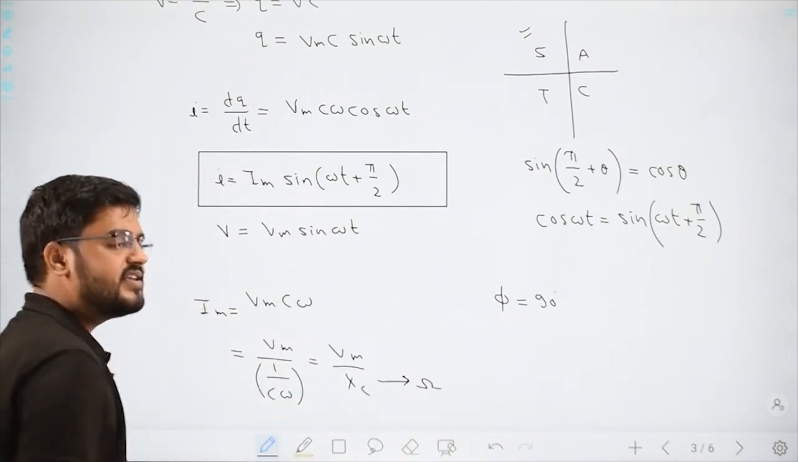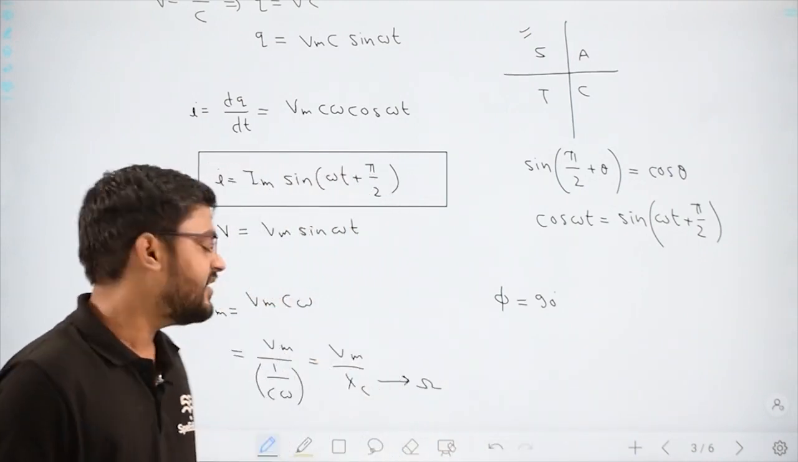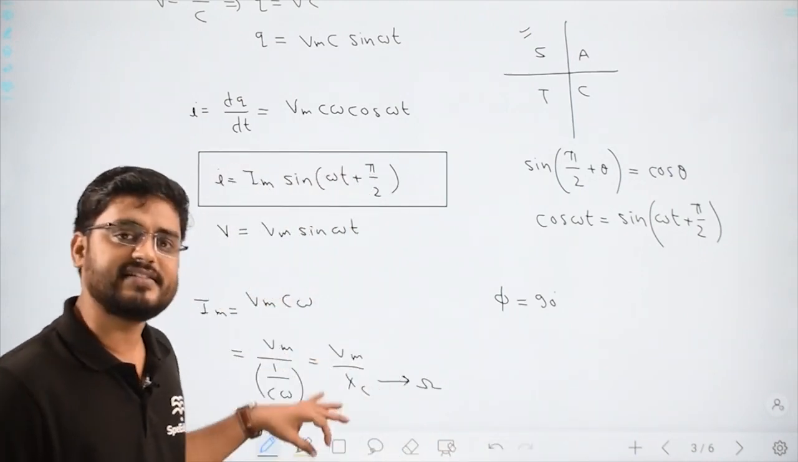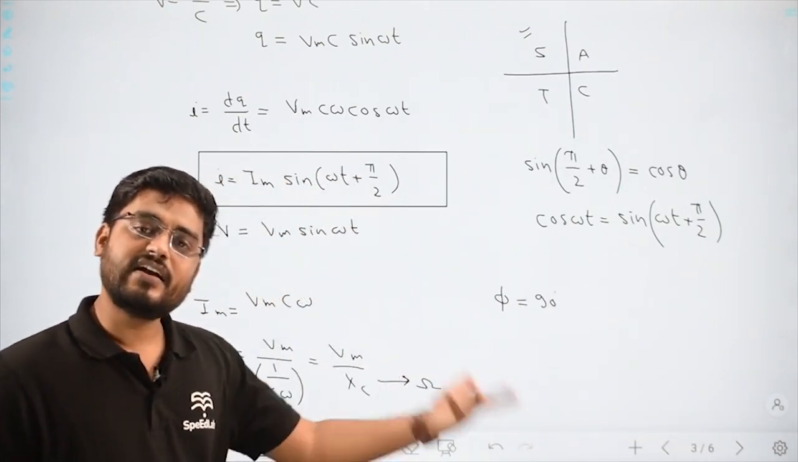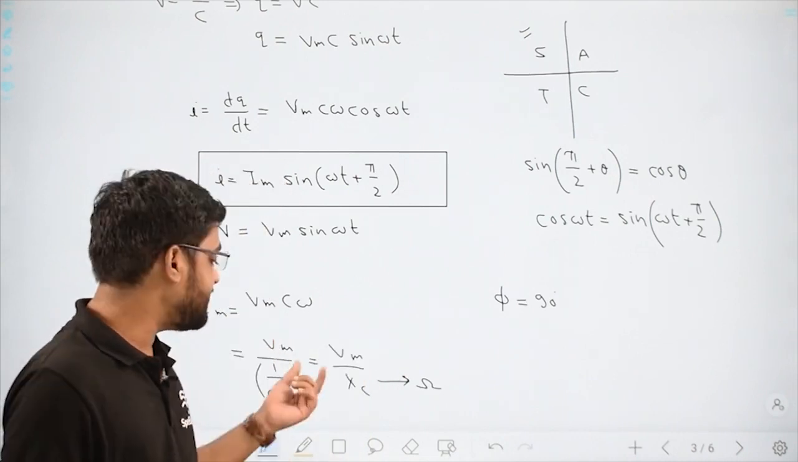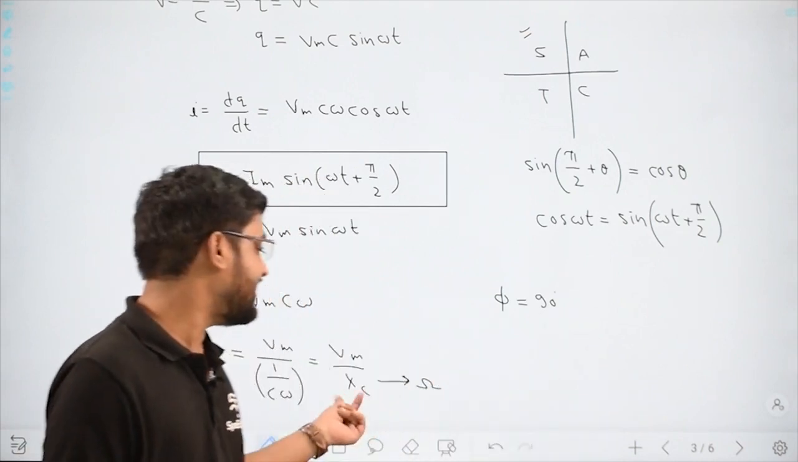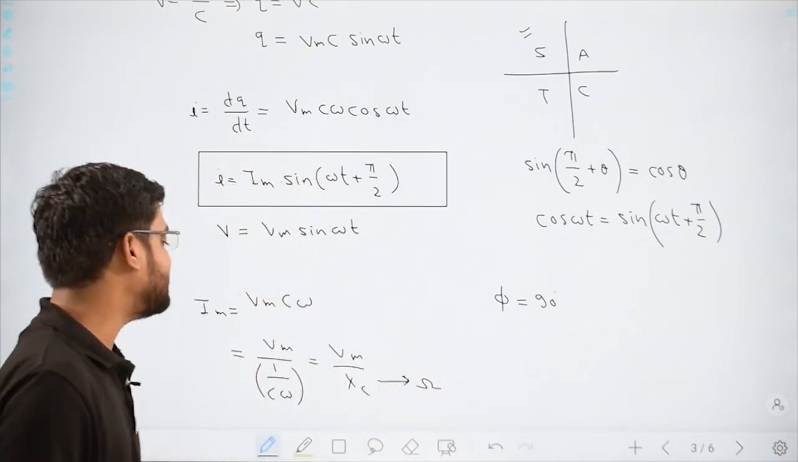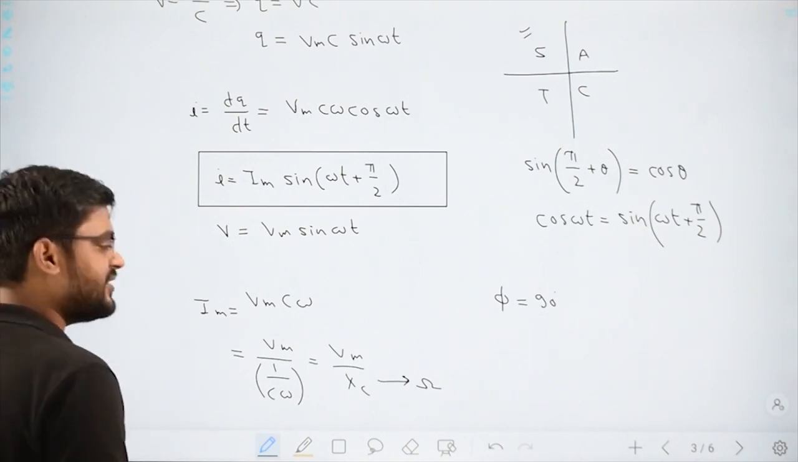Okay, so this is similar to a kind of resistance which is offered by a capacitor, but we don't call it resistance. Okay, so a resistor offers resistance, an inductor offers inductive reactance. At the same time, a capacitor offers capacitive reactance. Okay, so these are reactances offered by a capacitor. The SI unit is ohm only.